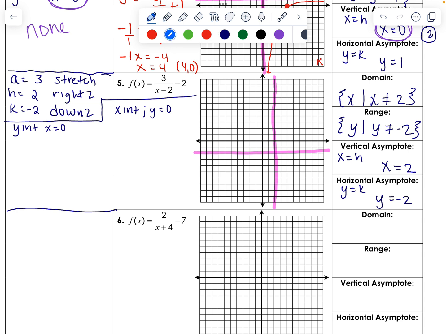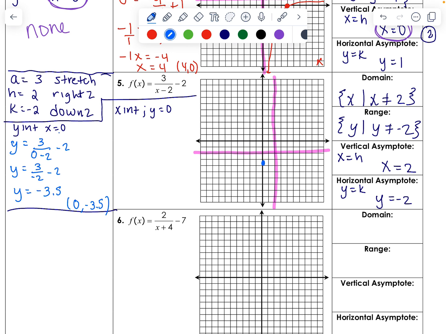So the first one, I'm going to put 0 in for x. So I'm going to go y equals 3 over 0 minus 2, minus 2. Y equals 3 over negative 2 minus 2. So that's going to be negative 1.5 minus 2. Negative 1.5 minus 2 is negative 3.5. So that's going to be 0, comma, negative 3.5. So I'm going to mark that 1, 2, 3.5. All right there. Okay. And now I'm going to do the other ones.